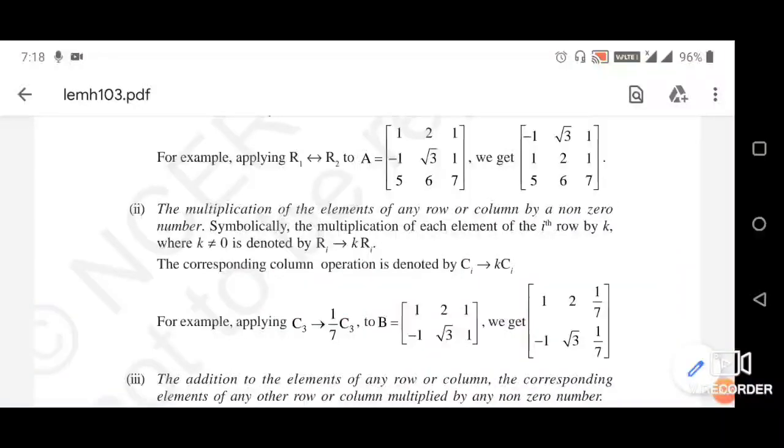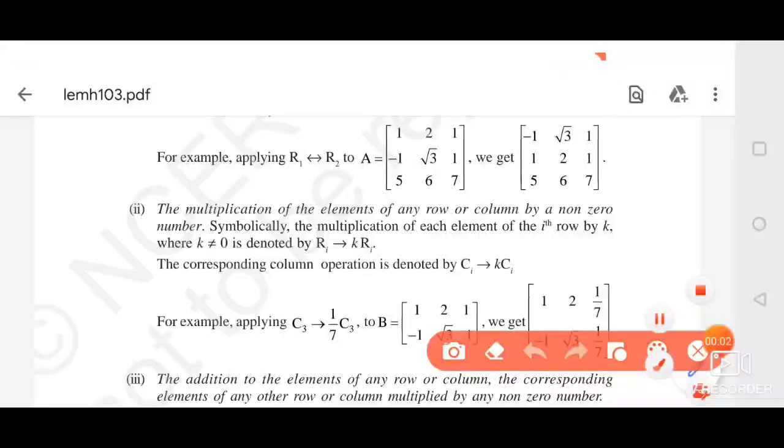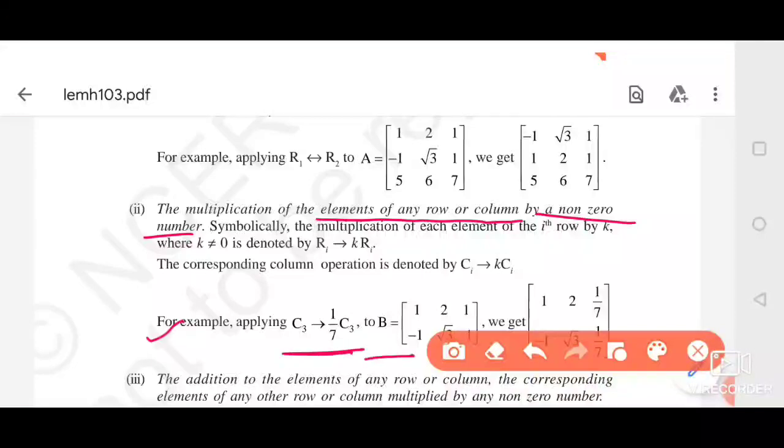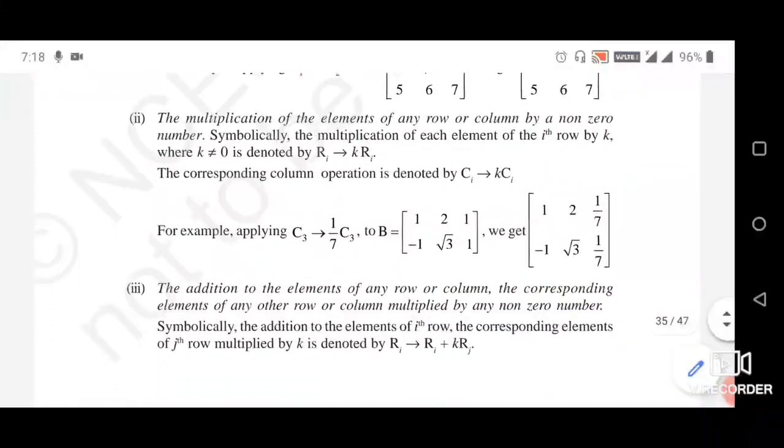And the next transformation is the multiplication of the elements of any row or column by a non-zero number. That means we can change a row or column by multiplying it by a non-zero number. See here the example is given for column. Now matrix B is given. Now see, you compare these 2 matrices.